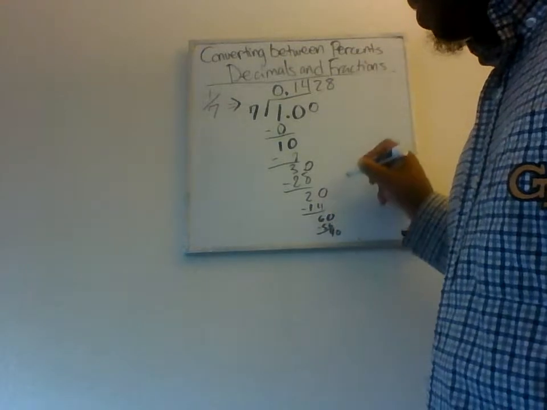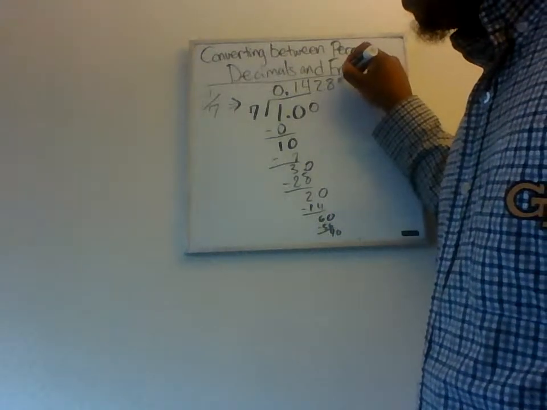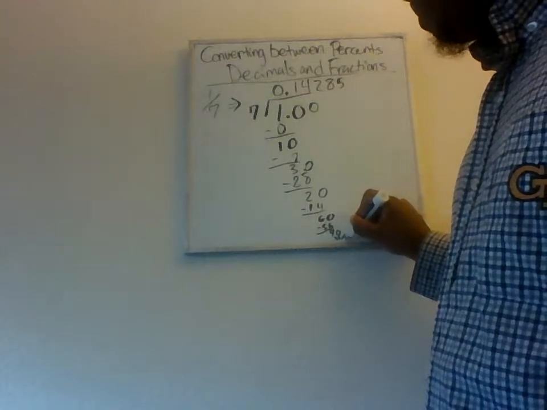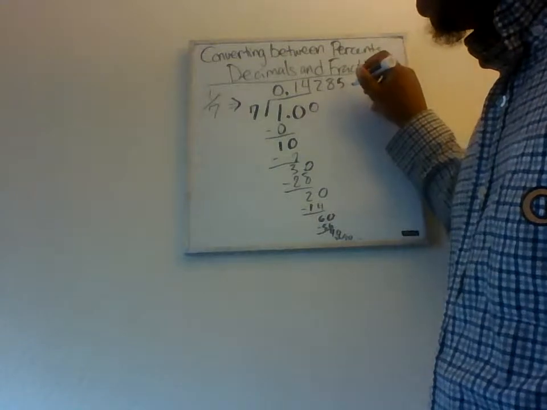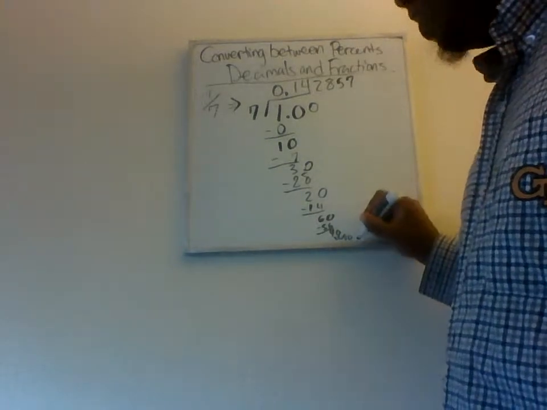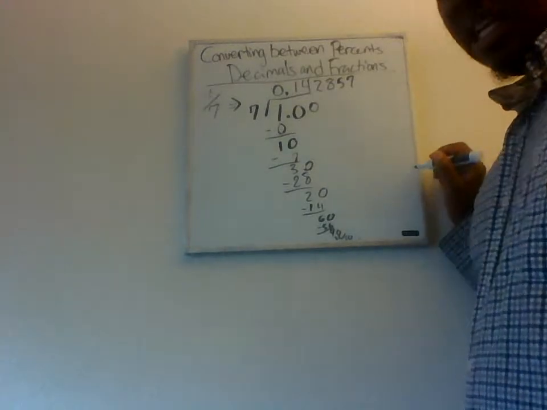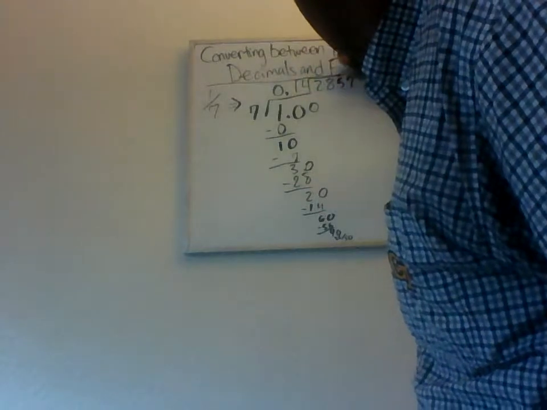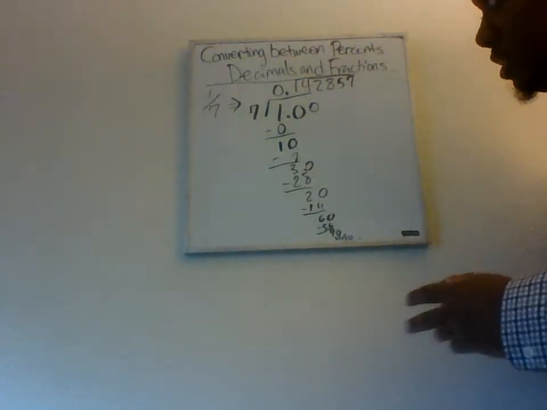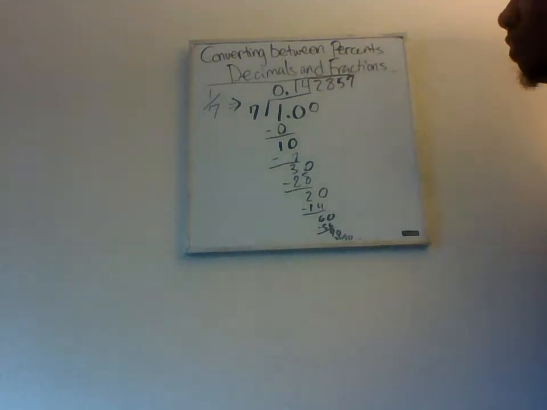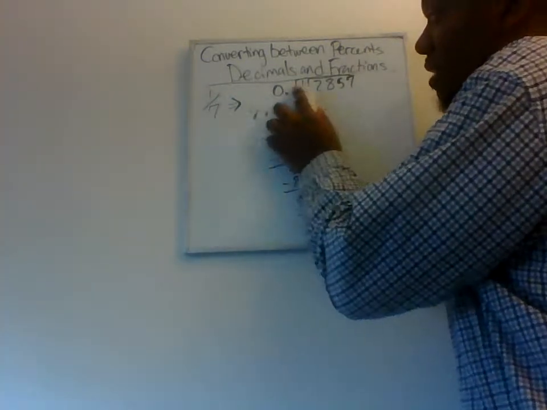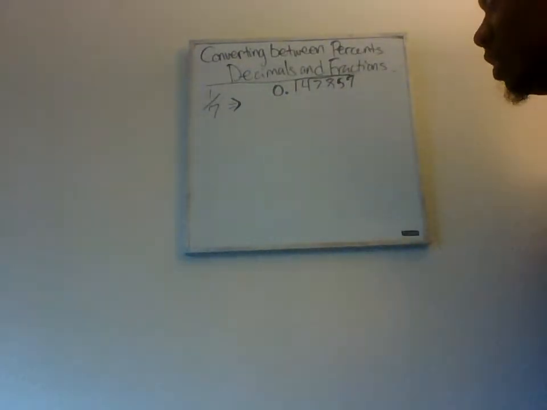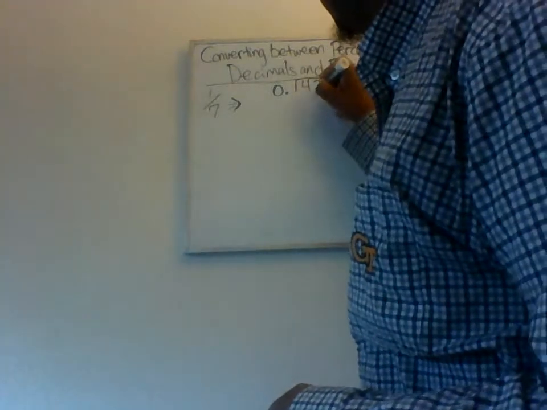We get a 4. Bring out a 0. 7 goes into 40 5 times. 5 times 7 gives us 35. Subtract that, and we get 5. Bring down a 0, we get 50. 7 goes into 50 7 times. 7 times 7 is 49. Subtract that, we get a 1. Bring out a 0, we get a 10. And we see that it's going to repeat from there. So this is the same as 0.142857. And this is the same as 1/7. Okay? So it repeats. 0.142857.